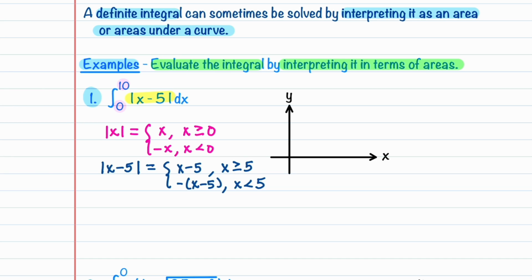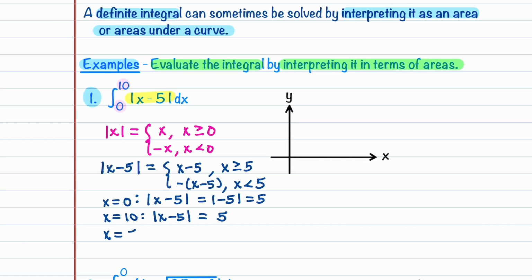We are integrating our function from 0 to 10. So let's find out what our function is equal to at 0 and at 10. When x is equal to 0, the absolute value of x minus 5 is equal to the absolute value of minus 5, which is 5. And then when x is equal to 10, the absolute value of x minus 5 is just equal to 5. Let's also find what this function is equal to in the middle, where our function changes. So we get x minus 5 absolute value is just equal to 0.